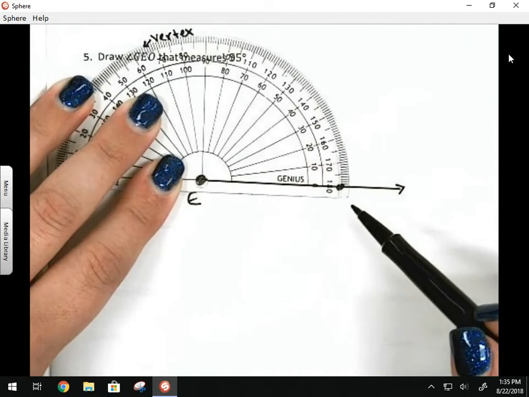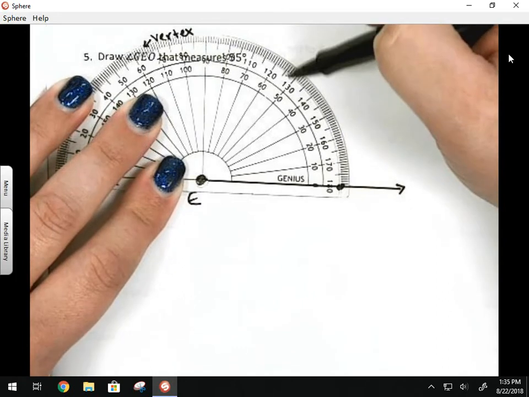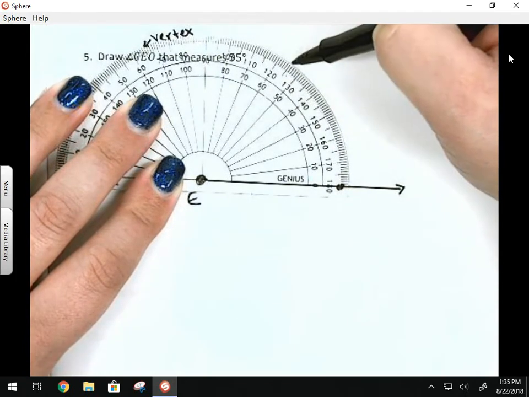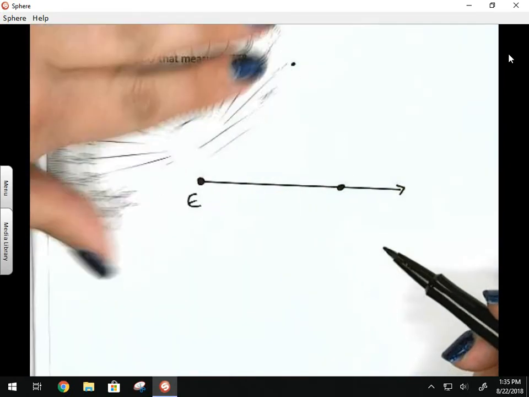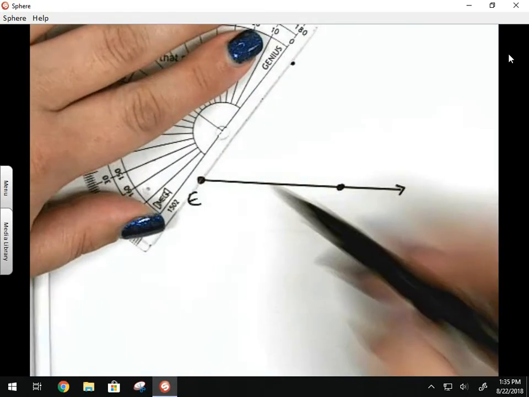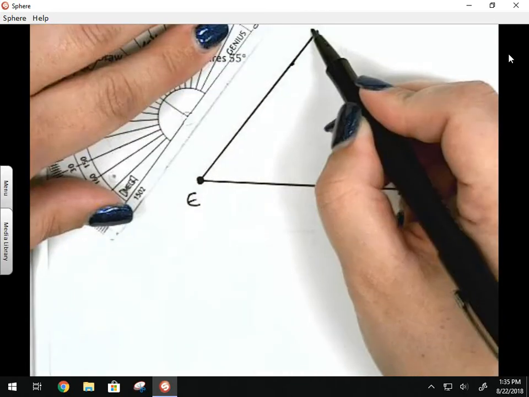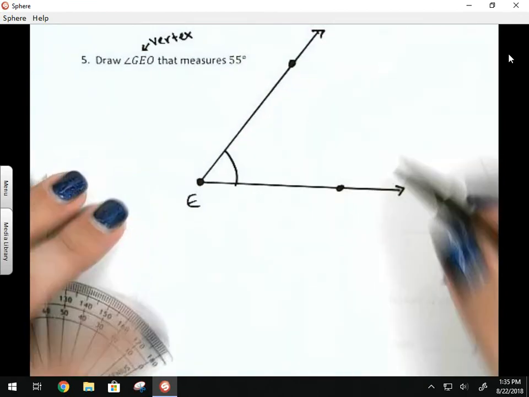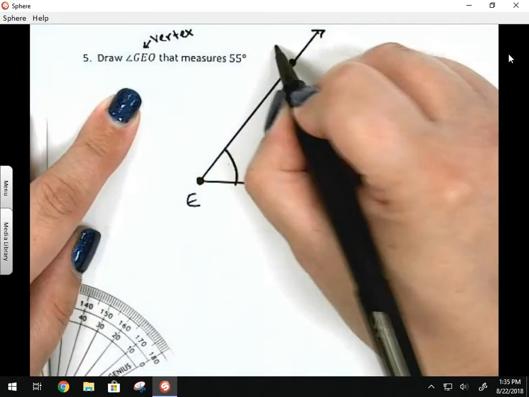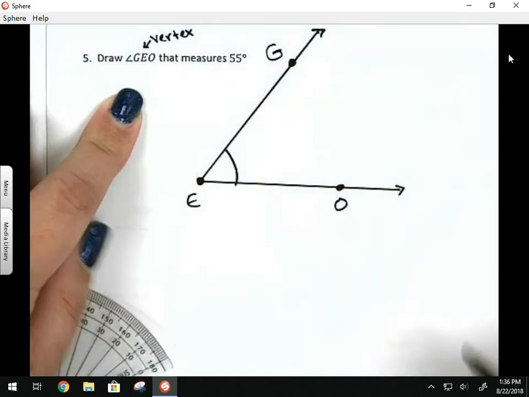All right, and I want to go 55 degrees. So I'm going to go to, here's 50, here's 60. I want halfway through. There's my 55. And then I'm going to connect E to that dot that I drew. And there's my 55 degree angle. Now I just need to measure it. So it's angle GEO. And there's my 55 degree angle.